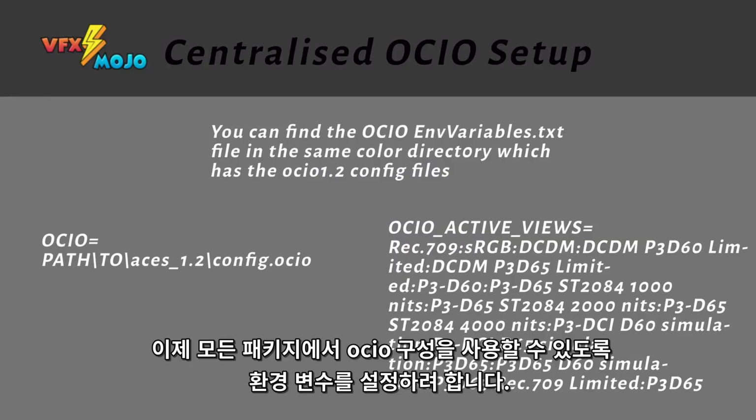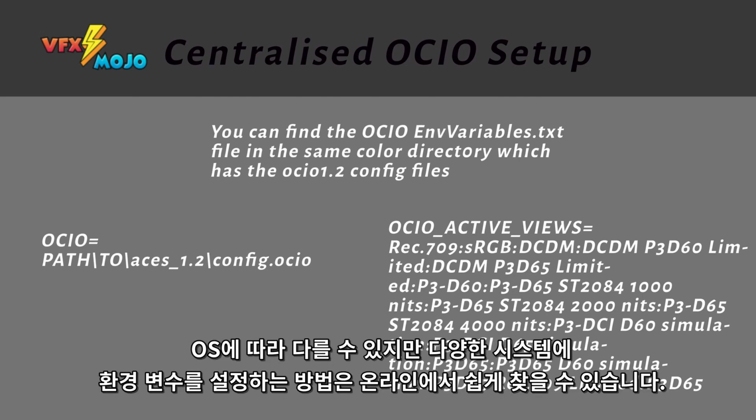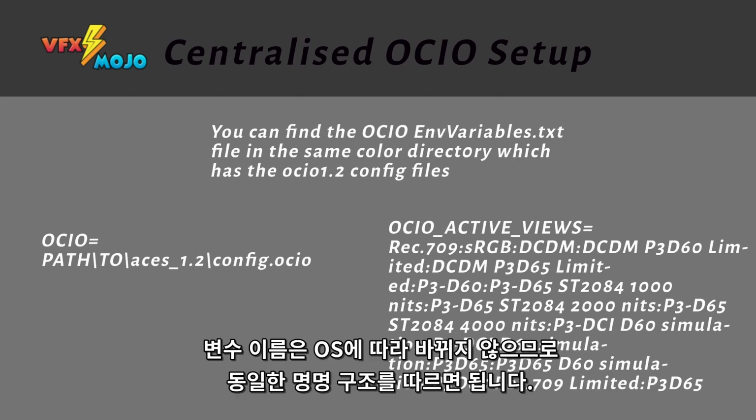Now we want to set up the environment variables to make the OCIO config available for all packages. I will show you how to set up the variables on Windows 10. Depending on your OS, this might differ though. Guides on how to set up environment variables for different systems can be easily found online, so I will just cover the one system right now. The variable names do not change depending on your OS, so please follow the same naming structure.